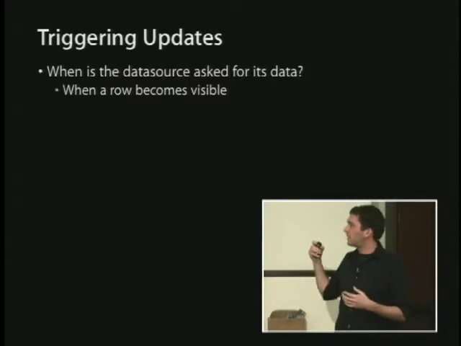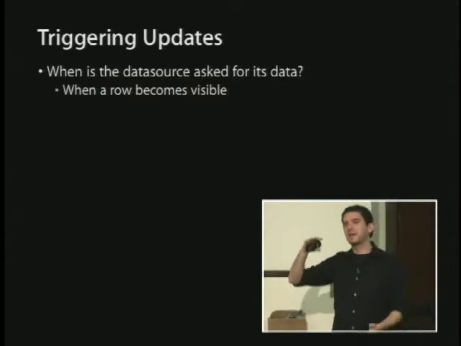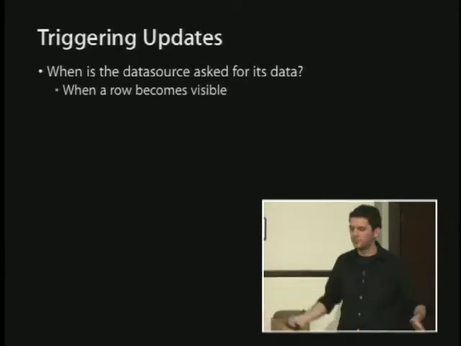If some new row becomes visible, at that point, the table view is going to ask for the data for that new row, and you'll have to create this new cell or dequeue a reusable one and return that.